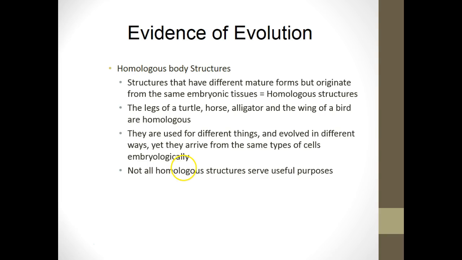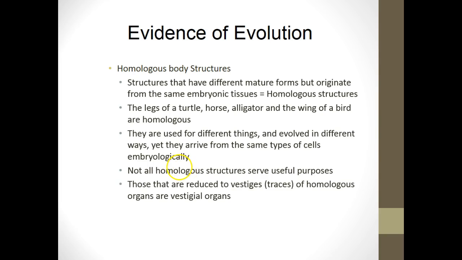Okay. Not all homologous structures serve useful purposes. Those that are reduced to traces, we call those vestiges. Okay, and we call them vestigial organs or vestigial structures. Those are things that are not needed, like our appendix.